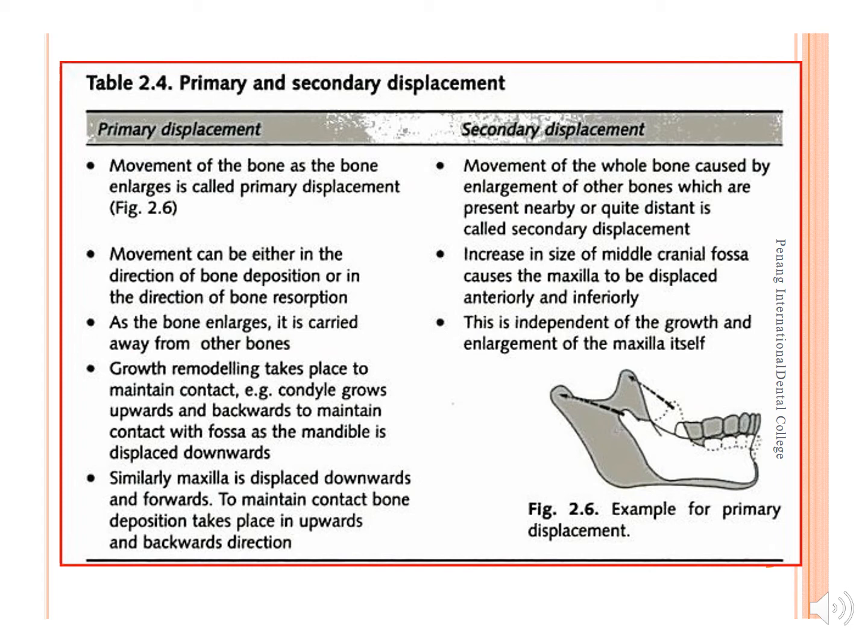So for the secondary displacement, it is the movement of the whole bone caused by the enlargement of other bone, usually nearby bone, or bone which is present nearby and quite distant, and it is called secondary displacement. An increase in size of the medial cranial fossa can cause the maxilla to be displaced anteriorly and inferiorly. This is independent of the growth and enlargement of the maxilla itself.